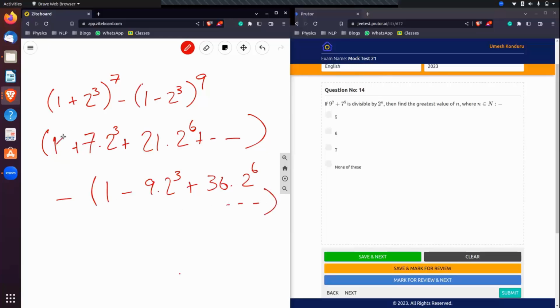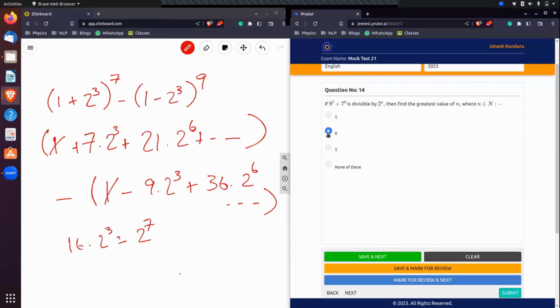So now this 1 gets cancelled off. And the first term becomes 16 times 2 cube, so that is 2 power 7. But in the second term, it's only divisible by 2 power 6. So I think that kind of puts a cap on the max power that it can be divided by. So it will be divisible by 2 power 6. Okay.